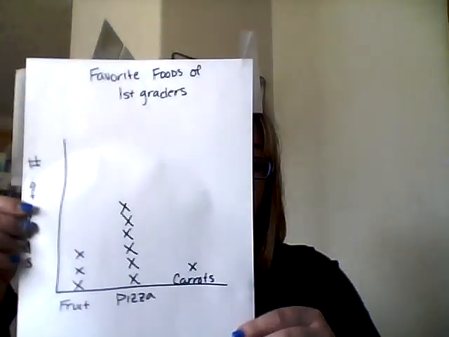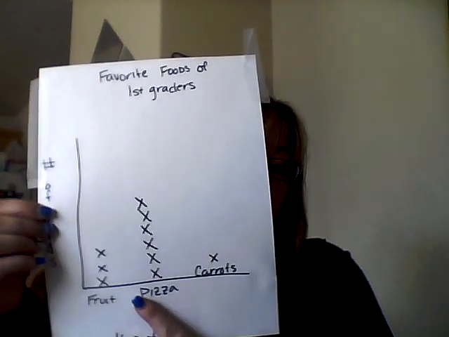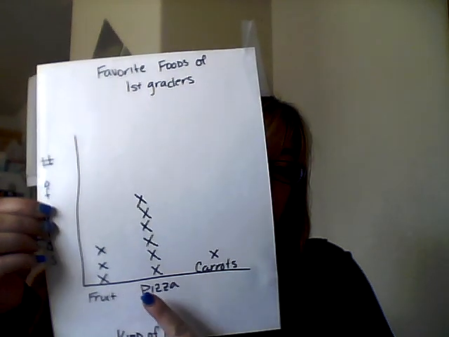It also doesn't have to just be about that kind of information. It can be about how tall people are. And instead of putting the kinds of food on the bottom, we can just put like 1 inch, 2 inch, 3 inch. We'll talk about that later in another video.